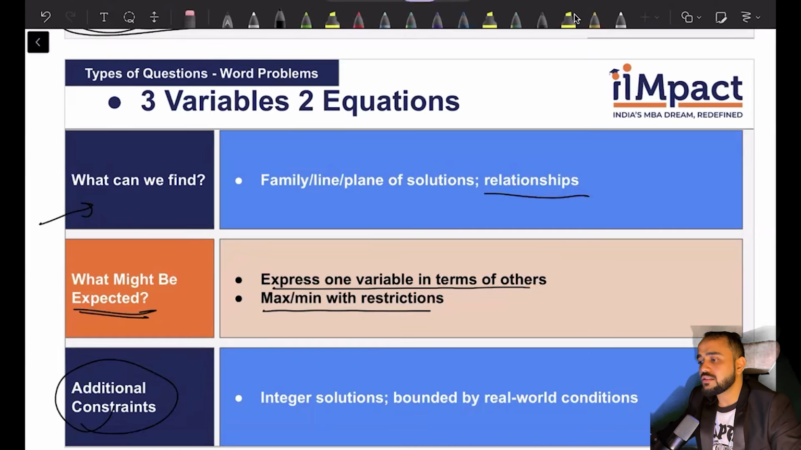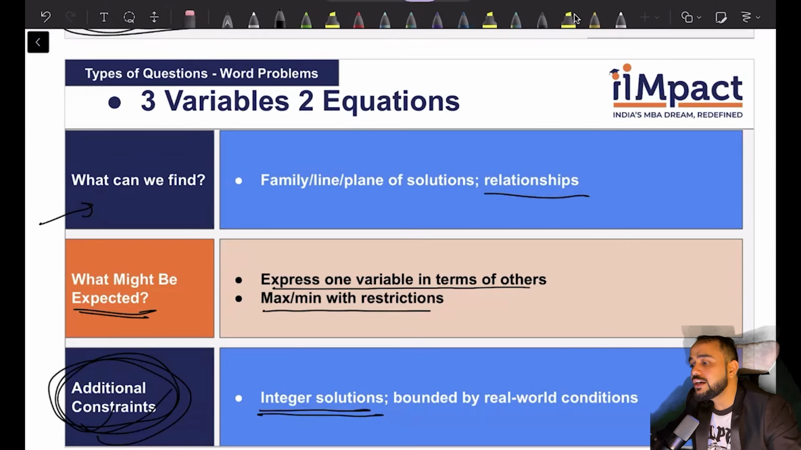Now any sort of answer that they expect from you in this particular situation, they will definitely have to give you some additional constraints, and those additional constraints usually are integer solutions, which are bounded by real world conditions such as coins, number of people, number of fruits, number of anything which cannot be divided. So that is how they will give you the constraints. So this is intersection of planes. If the planes intersect, then it's going to give you a line.